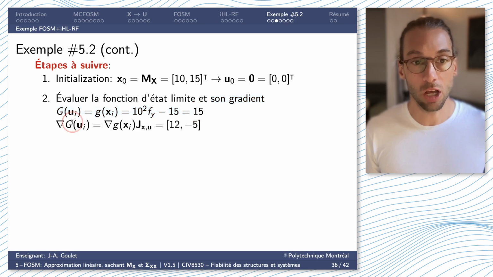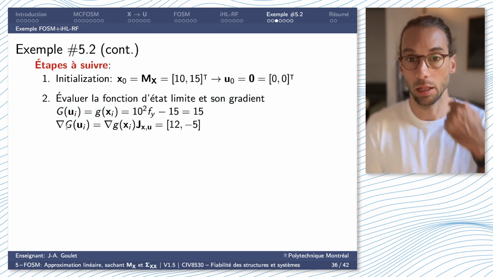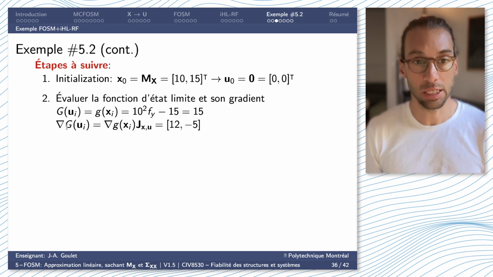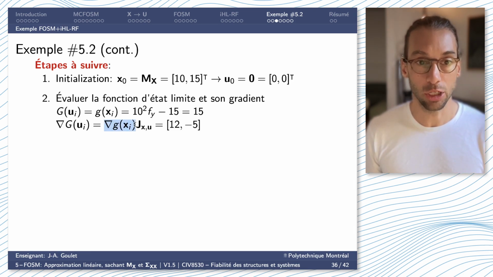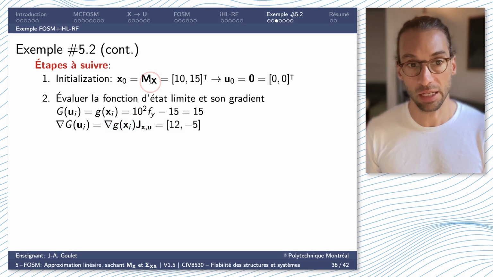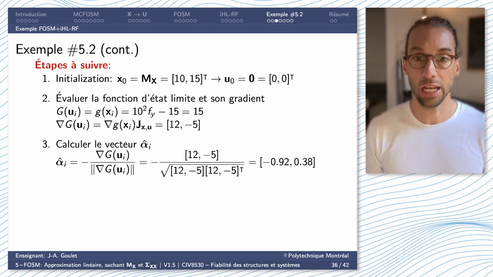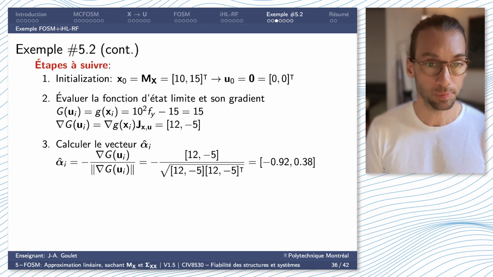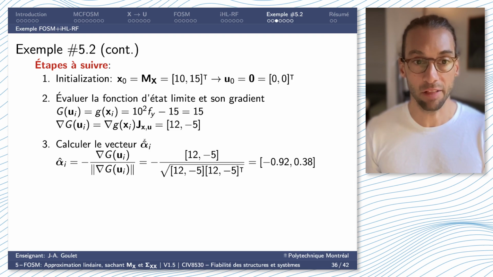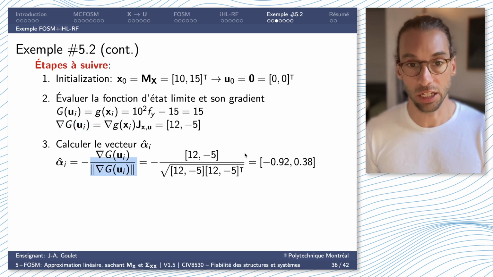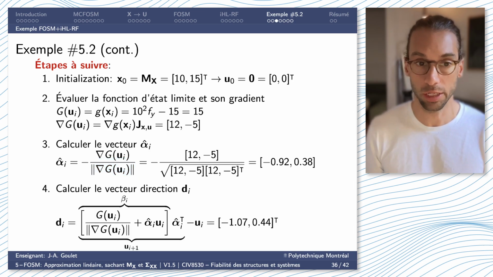The gradient of my limit state function in the u space is going to be the gradient evaluated at the current design point, in this case mx, times the Jacobian of x towards u. If I evaluate this numerically, it's going to give me 12 and minus 5 for my gradient in the standard normal space. I can evaluate my alpha. So I take the gradient I've computed here and divide by the length of the gradient, add a negative sign. That's going to give me minus 0.92, 0.38.